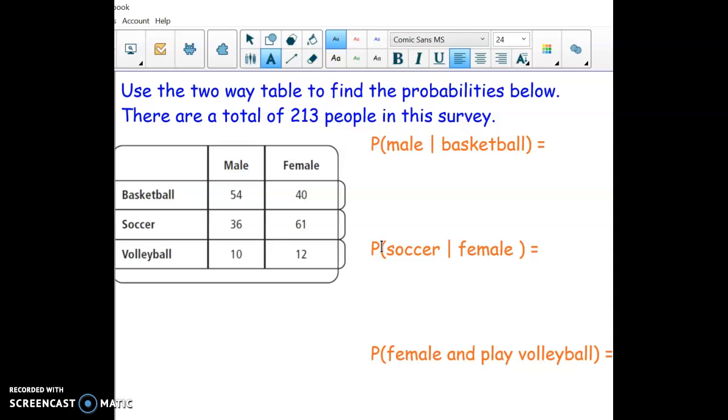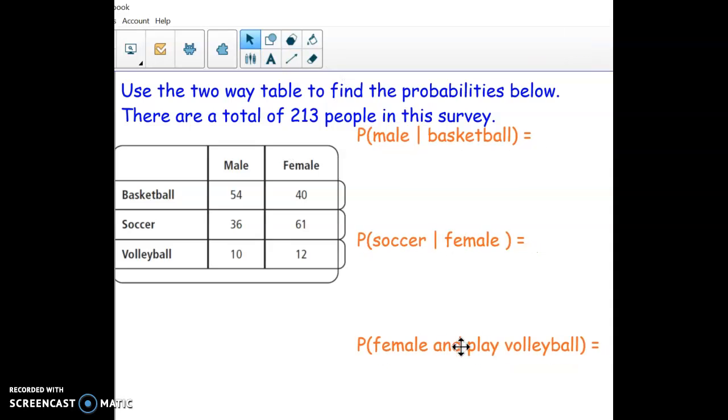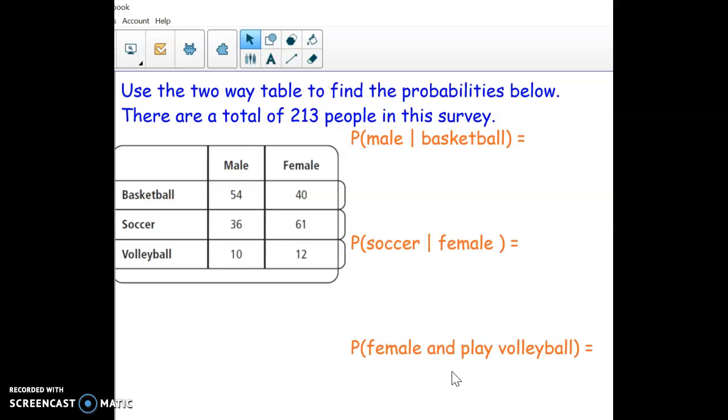Okay, so I remember from past years, these conditional probabilities and these two-way tables end up being the hardest thing on the test. So pause the video and give this a shot before watching the solution.